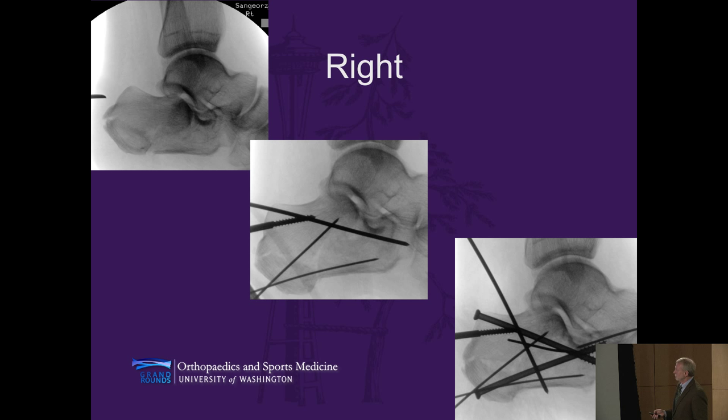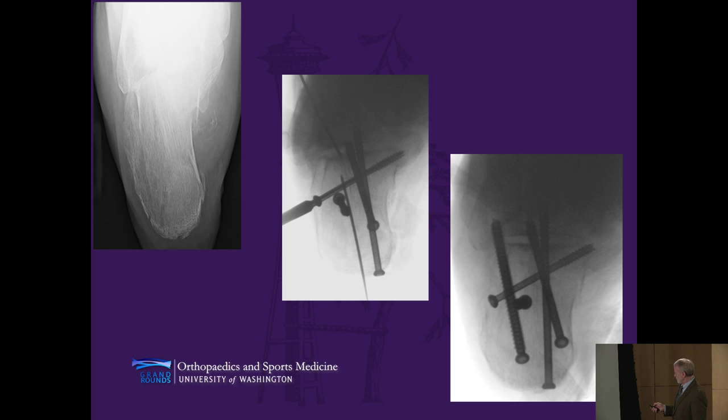So here's the right side with a lot of anterior process comminution, tuber involved. We brought it up, reduced the posterior facet, reduced the tuber, and held those with K-wires and cannulated screws. Here's the axial view of the same. You can see that the posterior facet is completely restored.